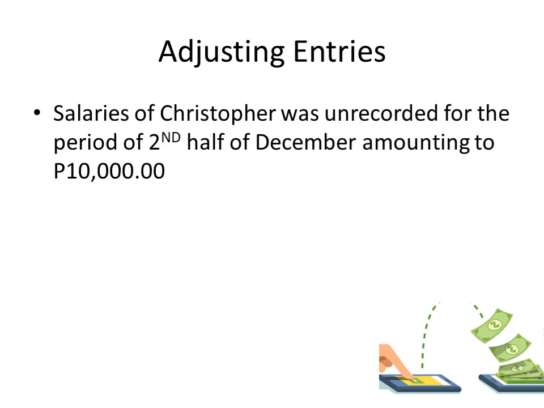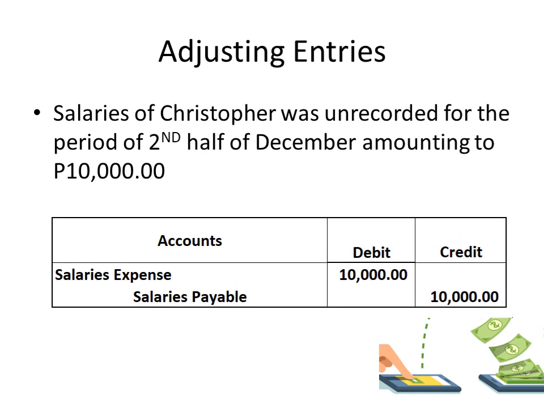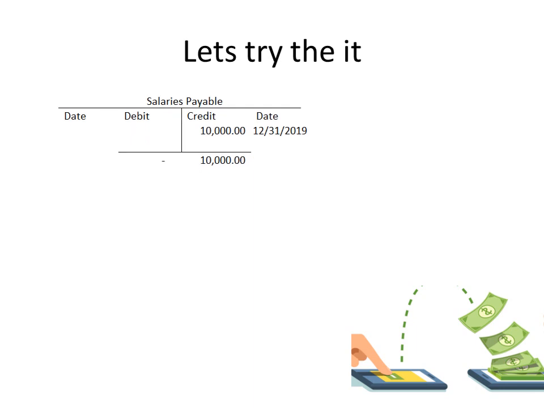So, I lifted these adjusting entries from our previous videos on adjusting. Let's check. Salaries of Christopher were unrecorded for the second half of December, amounting to 10,000. Our adjusting entry, if you still remember, is debit salaries expense 10,000 and credit salaries payable 10,000. So let's try our reversing entry.